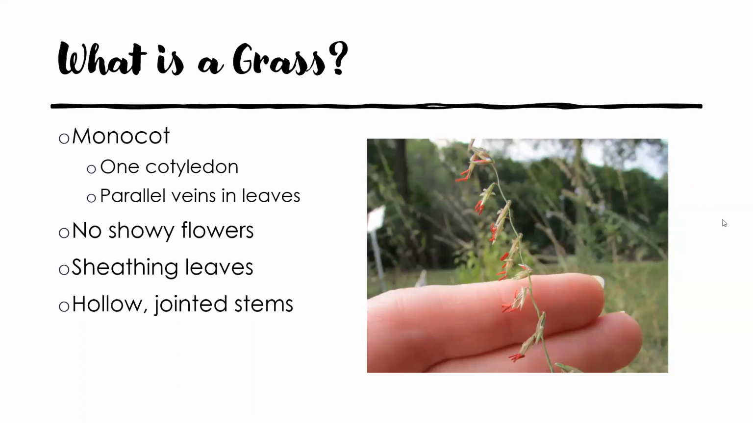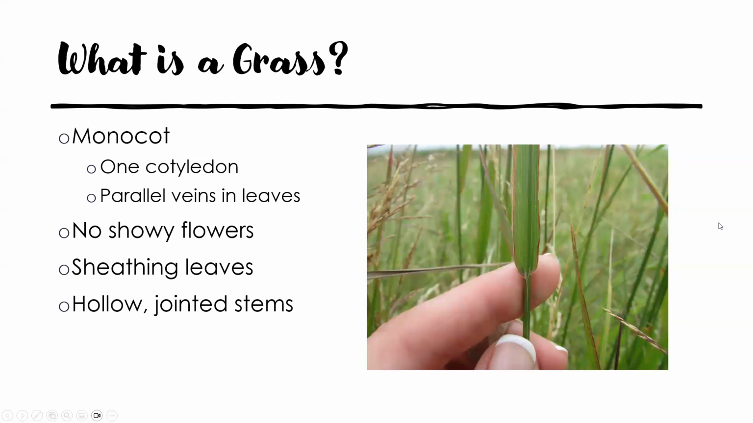Grasses also have sheathing leaves, and we'll look at this a lot more in depth, but essentially when we think of a leaf blade on a grass, that whole leaf actually will wrap around the stem and form a structure called a sheath. So it's a unique characteristic that grasses have and can help you tell them apart from other grass-like plants like sedges and rushes.